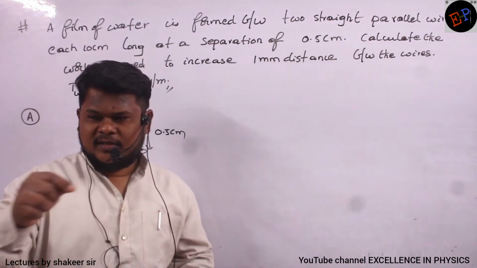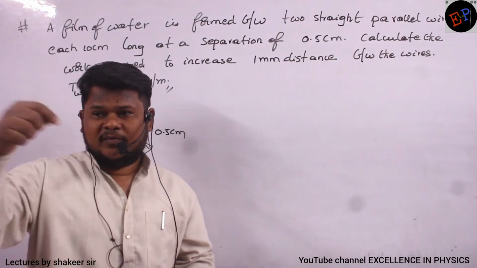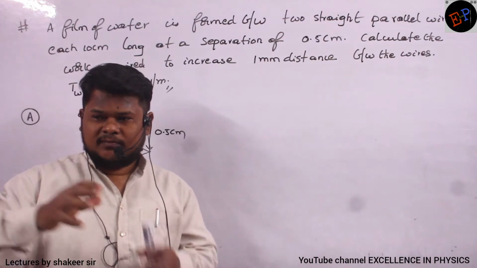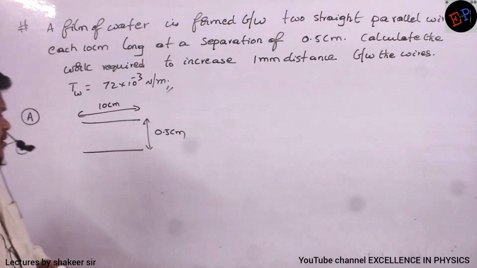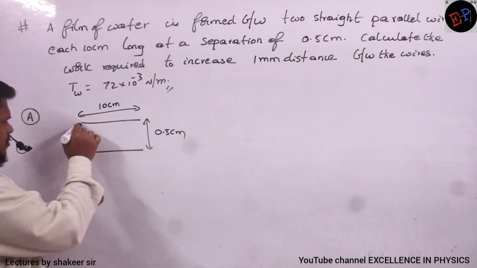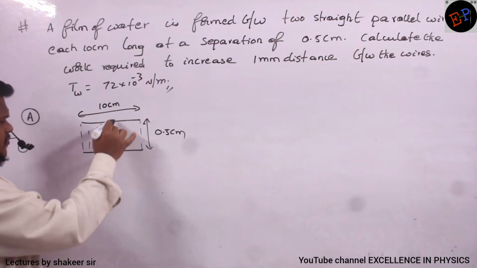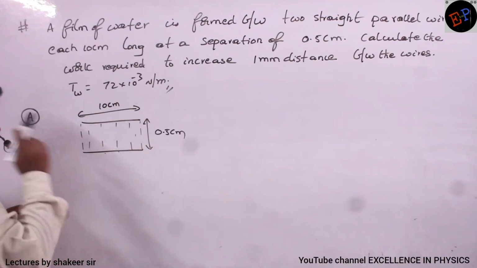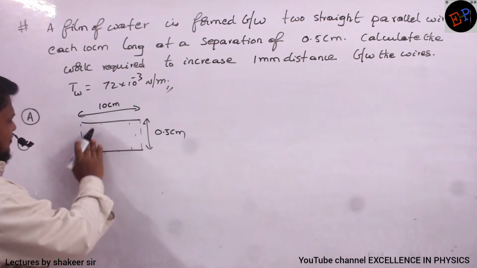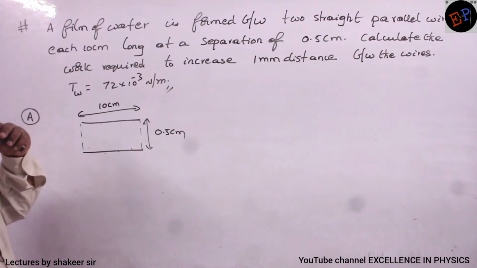So if you take any structure of this type, dip it in soap solution and take it out, a film will be formed. And if you blow that film, a bubble will be formed. So that is the type of construction given here. In between these two wires, a soap film was formed. So this is a soap film. Okay, so then what am I doing?